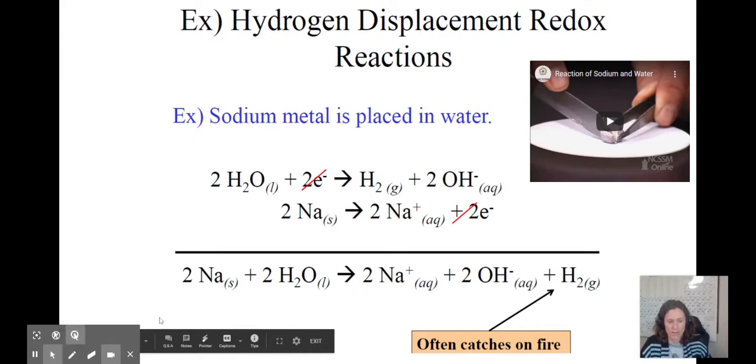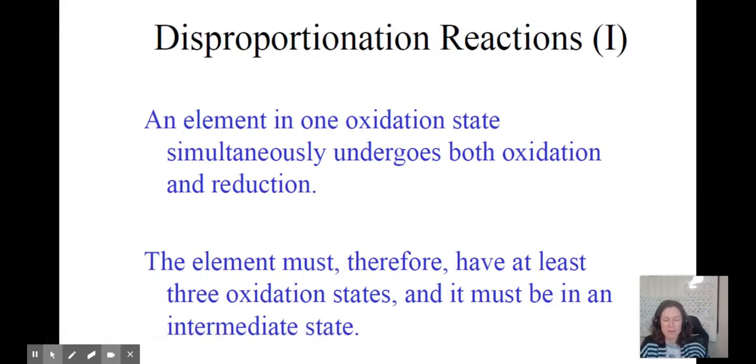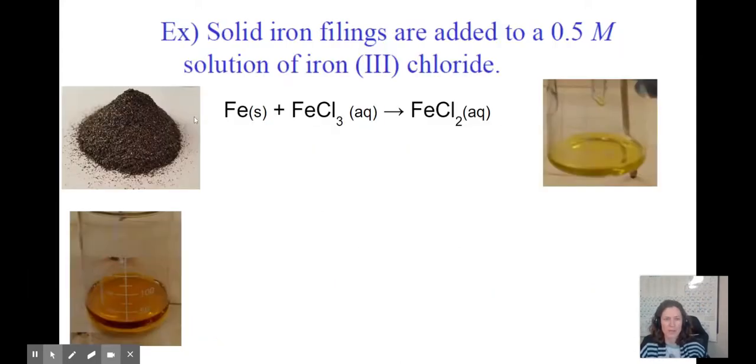Okay, so we write 2 half reactions, we can add them together to get the whole overall reaction. Now, what's really cool is sometimes you can have an element that has more than one oxidation state, so it can undergo both oxidation and reduction at the same time. So let's look at one of those. We have iron, a couple different oxidation numbers. We have solid iron added to a solution of iron 3 chloride, and we make iron 2 chloride.